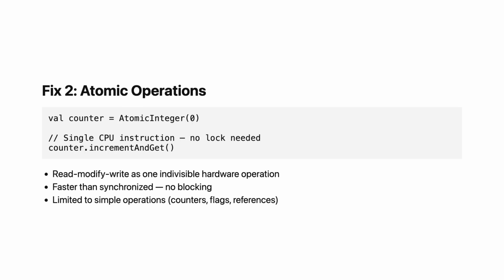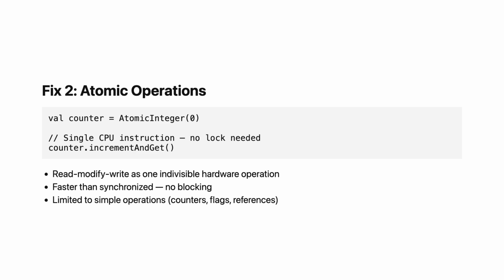Threads that are waiting for the lock are blocked and doing nothing. If your synchronized block is large or contended, you can create a bottleneck where threads spend more time waiting than working. The second solution is atomic operations. Remember how the problem is that read, modify, write is 3 steps? Atomic integers, like AtomicInteger in Java and Kotlin, provide an incrementAndGet method that performs all 3 steps as a single indivisible CPU instruction.